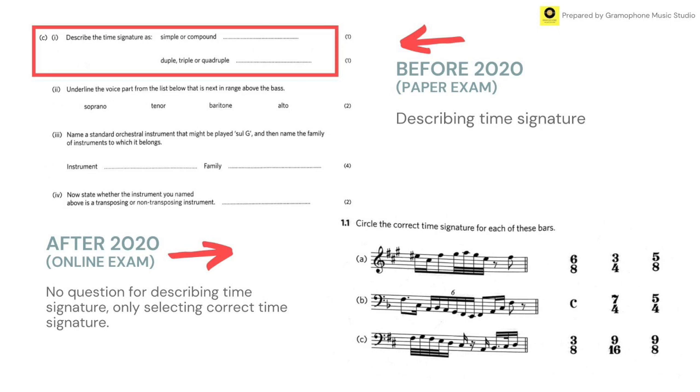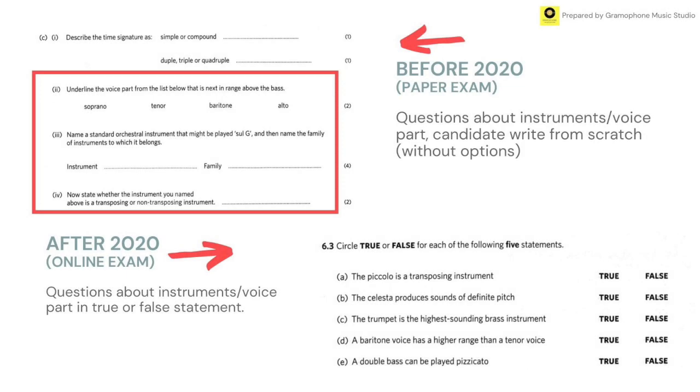In the paper exam, the candidate was also asked to describe the time signature. In the online exam, there is no question for describing the time signature, only selecting the correct time signature. Then there are questions about the instruments or voice part, and candidates should answer from scratch without options given. In the online exam, the questions about instruments or voice part are given in true or false statements.